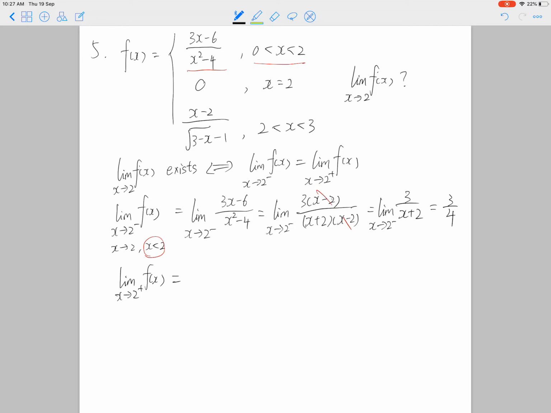Now, when x is approaching 2 from the right side, x is approaching 2 and x is always greater than 2. Because x is always greater than 2, you have to use this part of the f(x) definition. So it is x minus 2 over this. Again, if you sub in, you get 0 over 0, so you have to multiply by the conjugate of the denominator.